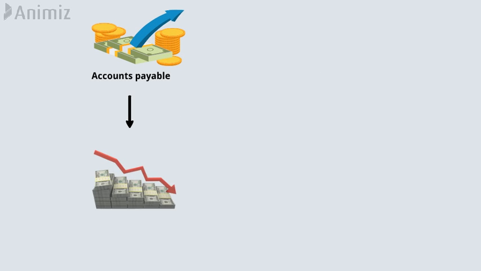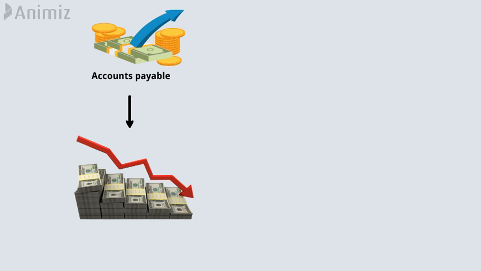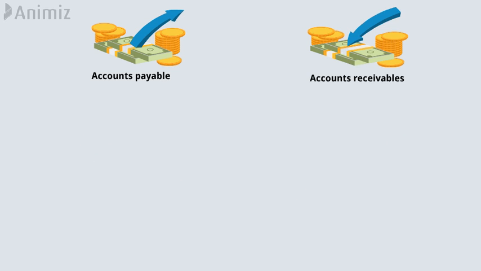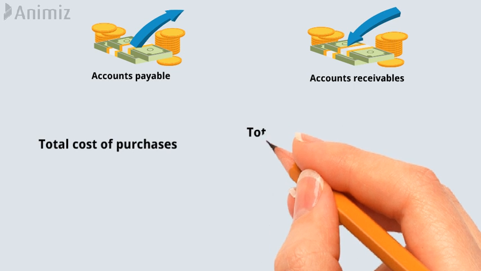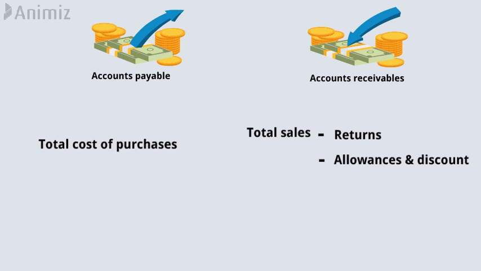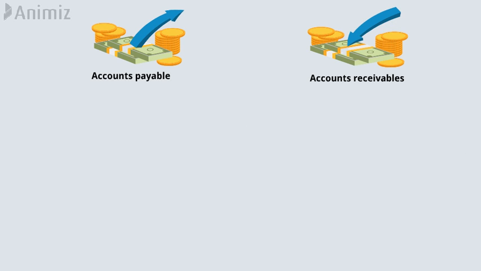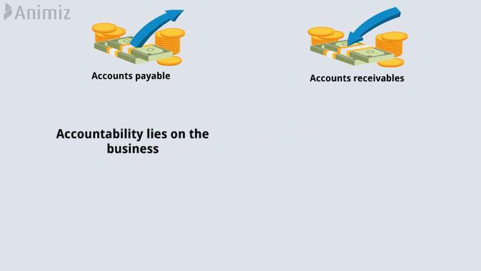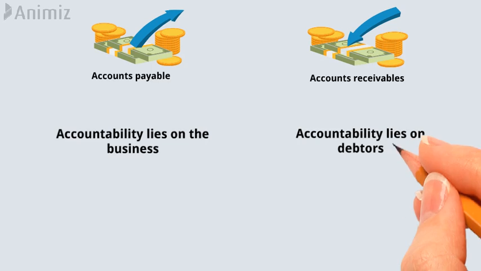Accounts payable leads to a decrease in cash flow, while accounts receivable leads to an increase in cash flow. Accounts payable is simply the total cost of purchases, whereas accounts receivable is determined as total sales, minus returns and all the allowances and the discounts given to the customers. For accounts payable, the accountability lies on the business, while for accounts receivable, accountability lies on debtors.